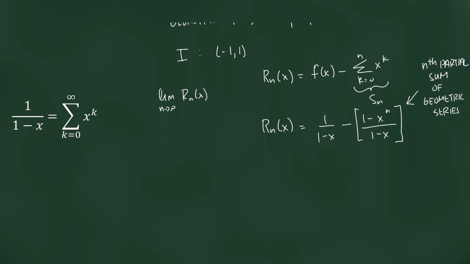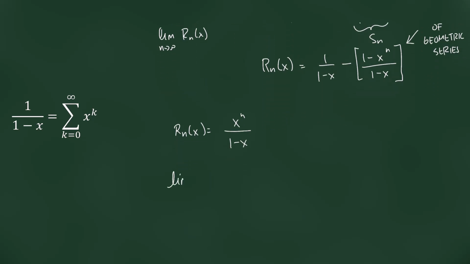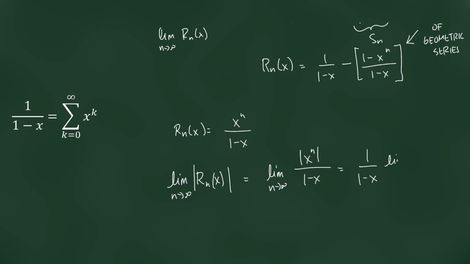So if we simplify that, we get that r sub n of x is x to the n over 1 minus x. Now we're going to take the limit as n goes to infinity of that expression. And we can actually take the limit as n goes to infinity of the absolute value. We can move the 1 over 1 minus x to the outside. It has no n's in it, so it's not affected by the fact that we're taking this limit. Then we just have this guy.